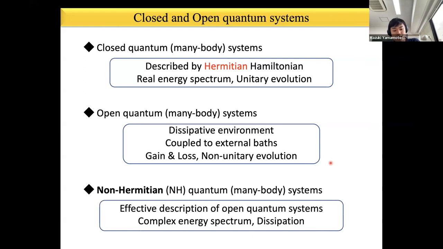And recently, another perspective on open quantum systems has attracted broad attention, which is called non-Hermitian quantum systems. It is the effective description of open quantum systems, as I show you later. And importantly, the energy spectrum becomes complex valued as a result of this dissipation.